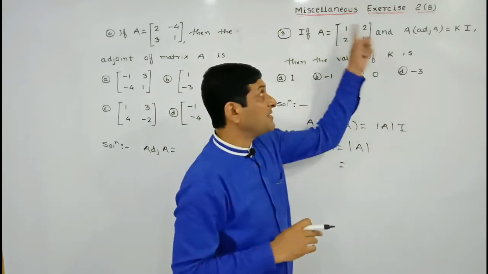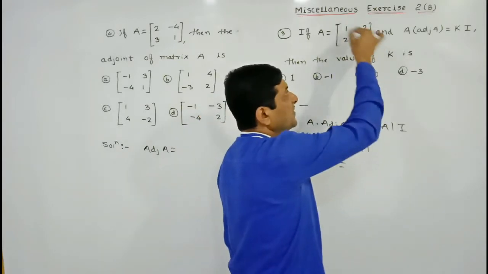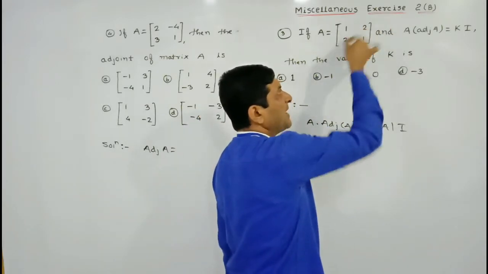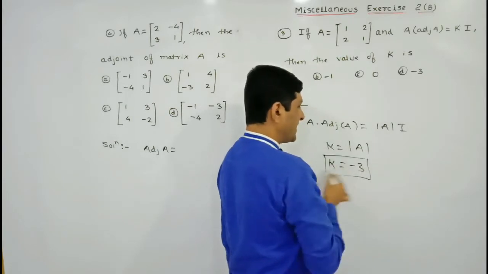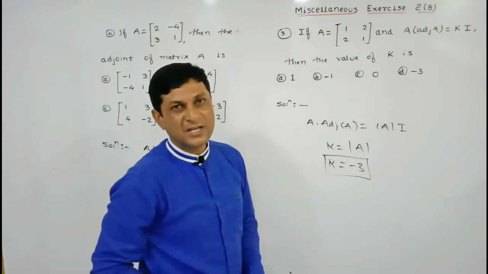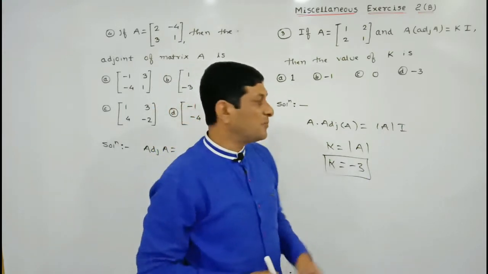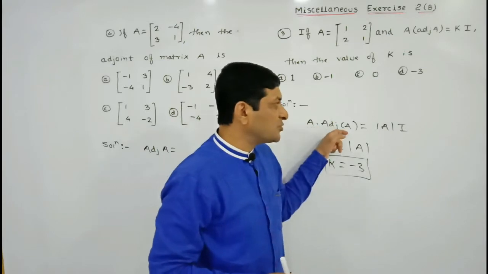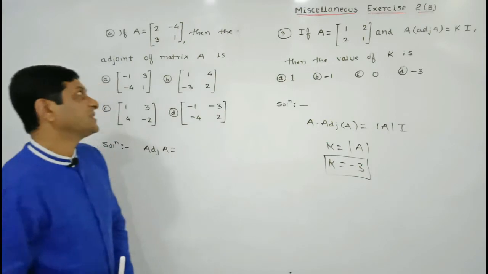One matrix A is given to us, simply we have to find out its determinant. This product is 1 and this product is 4. 1 minus 4 will be equal to what? Minus 3 is the value of determinant, and value of determinant is nothing but value of K here. I think in the second exercise we have proved this condition, that A into its adjoint is equal to determinant of A into I. Now observe the next example.